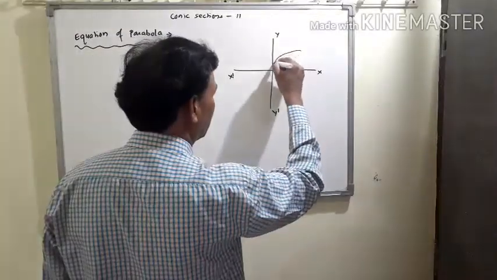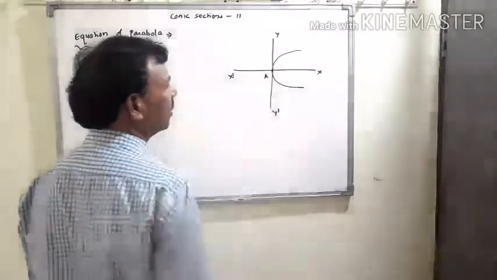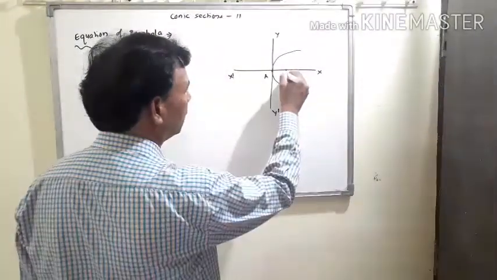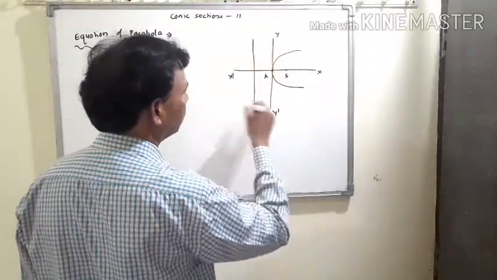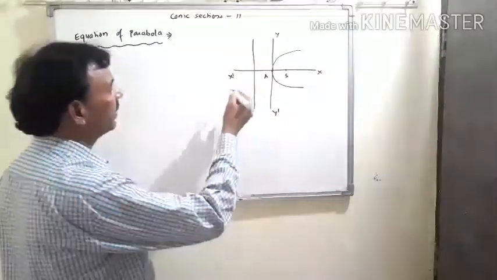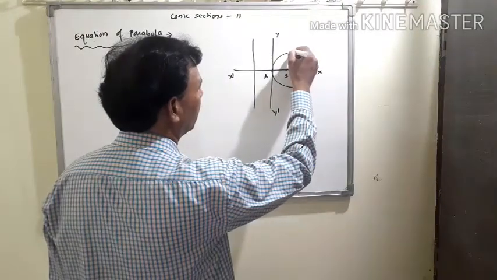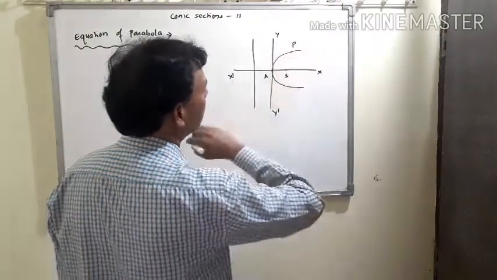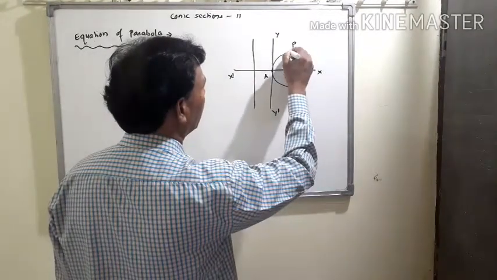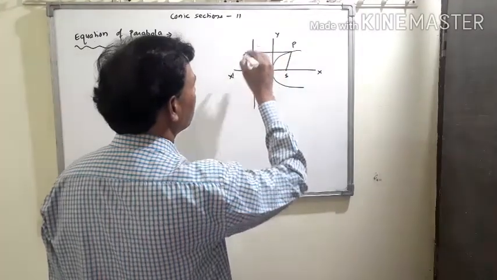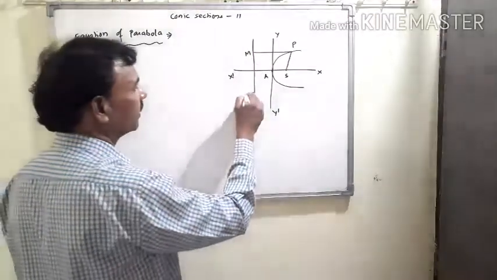Suppose this is a parabola whose vertex lies on the origin. If this is the focus S and this is the directrix, then according to the definition of the parabola, if we take any point P on this parabola, the distance from P to S and from P to M, where the point M lies on this directrix, are equal.